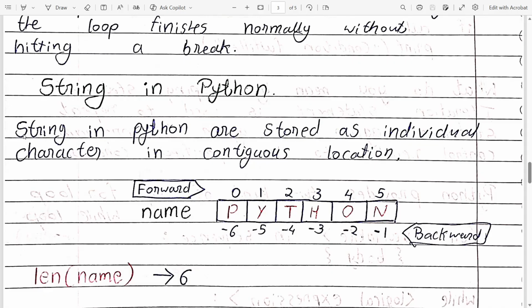Strings in Python are stored as individual characters in continuous locations. For example, this is a string named name and it stores Python. This is forward indexing and it is also backward indexing. So all these are the indexes. It will start from 0, and from backward it will start from -1.